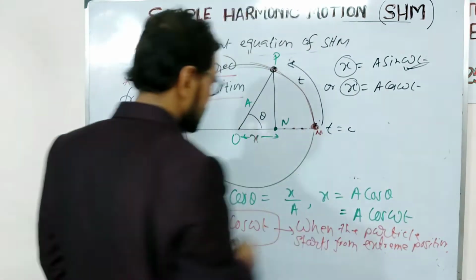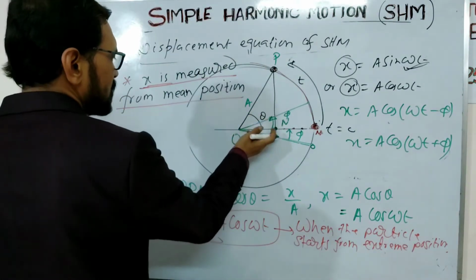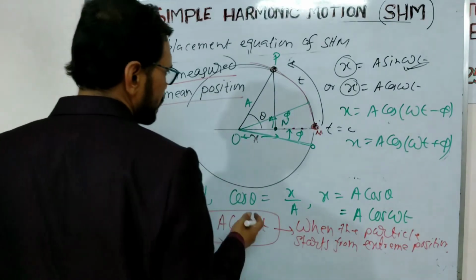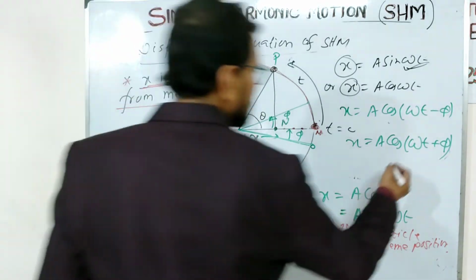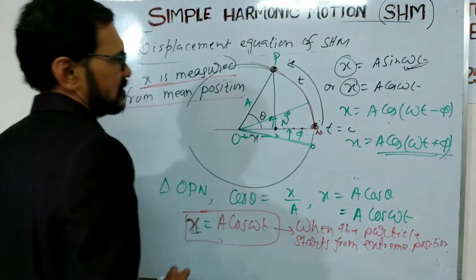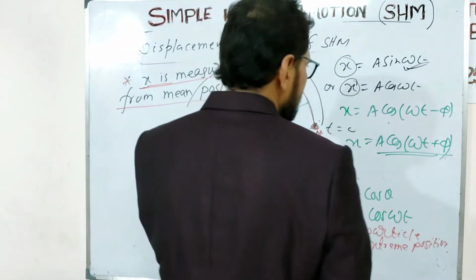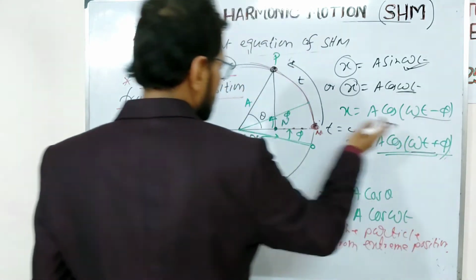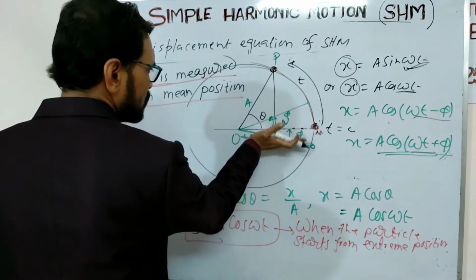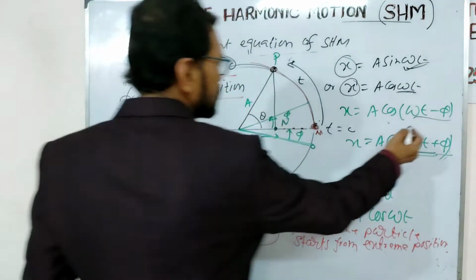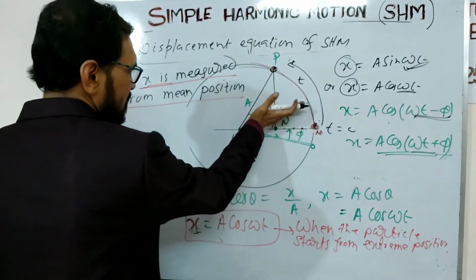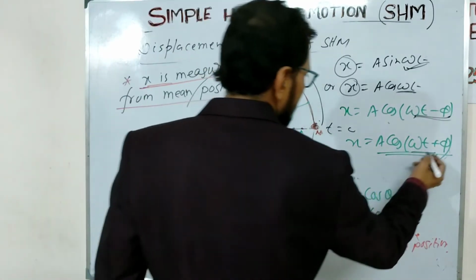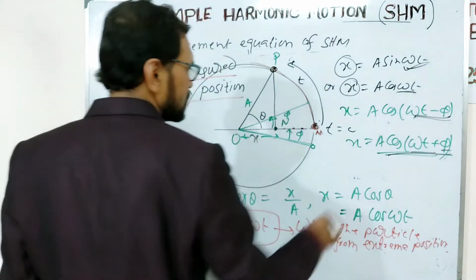When the particle starts up from the horizontal line at an angle phi, then we use this equation. So omega t is the angle for the extreme position, and when the particle starts at an angle phi from the horizontal, we use this equation.